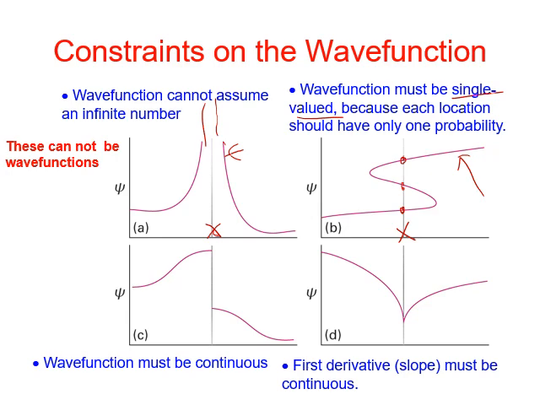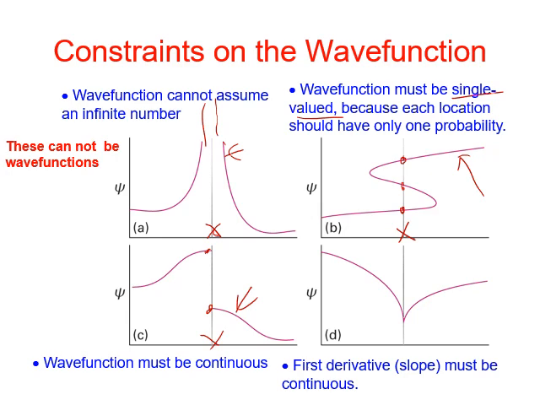The wave function must be continuous. So this function is not continuous at this point x, and that means at x, if this is the wave function, you have 2 probabilities. Again, it's wrong, it can't be true.